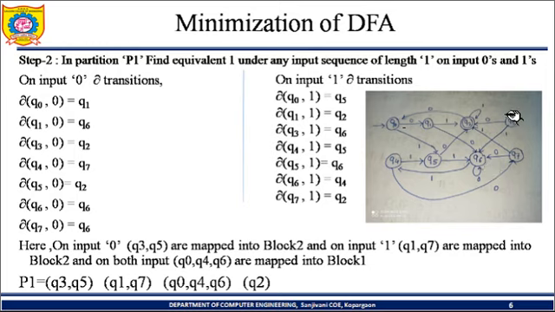Q3 on input 0 it will be in Q2. Same way Q4 on 0. So we have found out like this, it is in Q7. Q5 on input 0 it will be in Q2. Q6 on 0 it will be in the same state, Q6, and Q7 on 0 it will be in Q6.